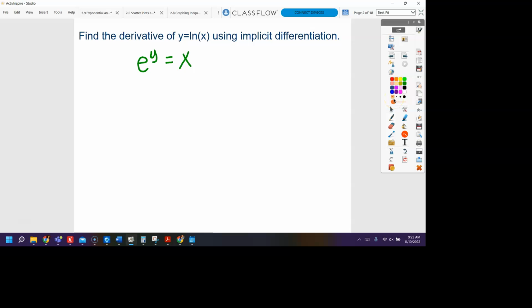So now, what's the derivative of e to the y? However, you're going to use implicit differentiation. If you take a derivative of something with a y, it's multiplied by dy dx. Then the derivative of x. Solve for dy dx. But what's y equal to? So let's get rid of the y.